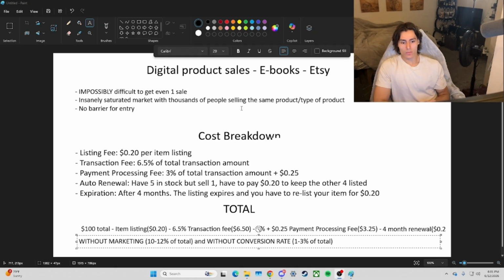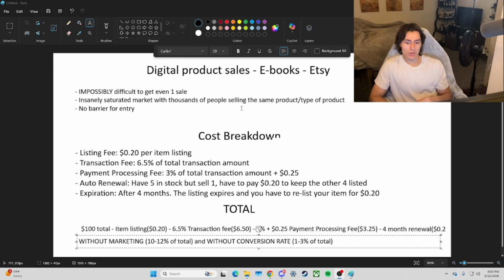And so for our second one, we have the transaction fee, and that's just 6.5% of the total transaction amount. So if you have $100 total, like at the bottom here, it'll be about $6.50 taken away, and that'll go to the Etsy company, not you or the customer. And then we have the payment processing fee, which is 3% of the total transaction amount plus an additional 25 cents. To be honest, I don't really understand what the 25 cents is for. Maybe it's just to get back the listing price fee.